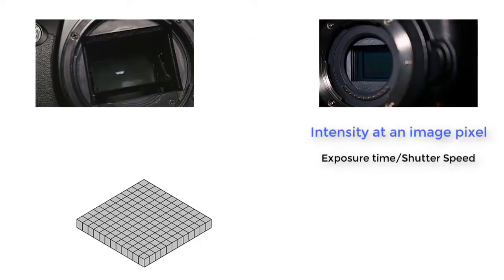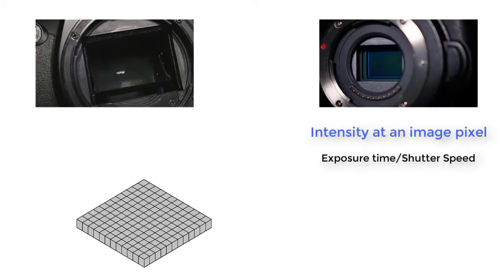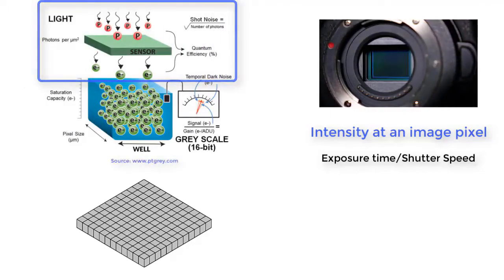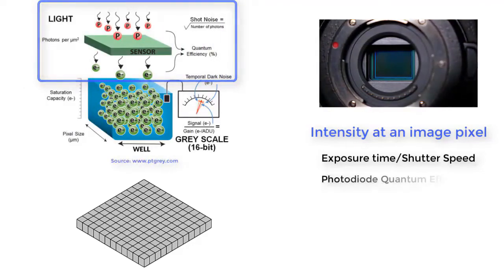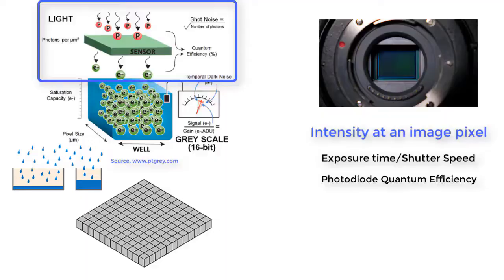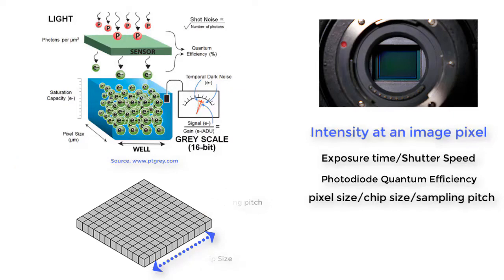Intensity at an image pixel is dependent on several factors. One of the main factors being exposure time or shutter speed. It is also dependent on the quantum efficiency of the photosensor. As you can see, smaller sensor pixels saturate faster than the larger sensor pixels. Hence, we are going to list the pixel size, chip size, as well as the sampling pitch as the factors that affect the intensity at an image pixel.